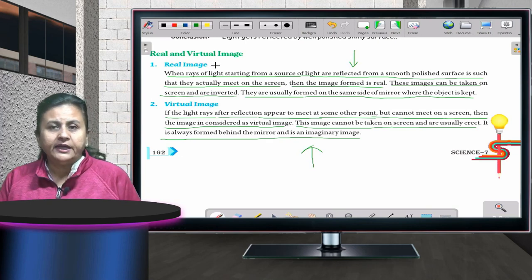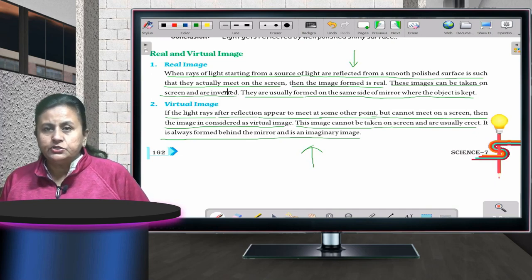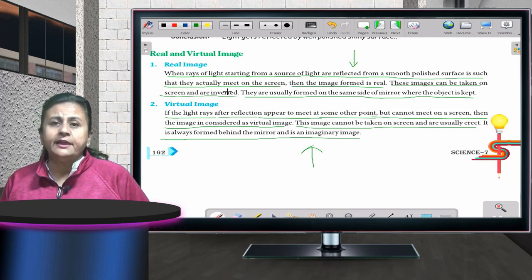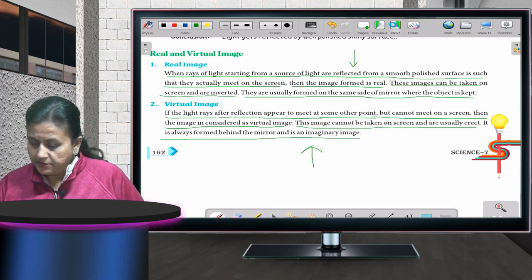In a virtual image, it is just imaginary. It is not necessary that the image should be formed on the same side where the object is placed in front of the mirror. Okay, fine children?